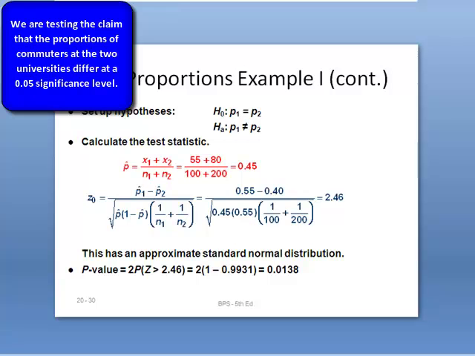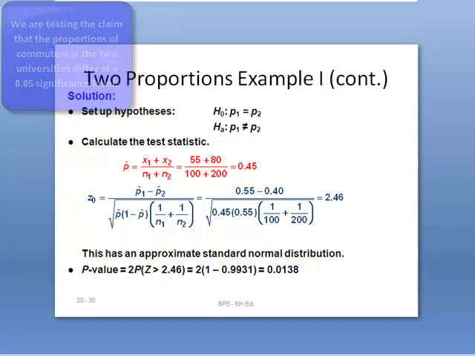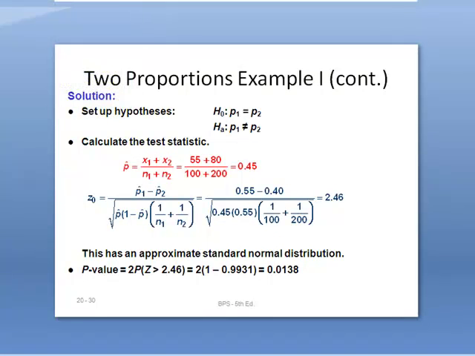So, in order to calculate, our next step would be to say what our alpha is. It's 0.05. And now we can try to calculate the test statistic. Well, first, since we're assuming that P1 equals P2, we have to find our pooled statistic. So we say 55 plus 80, that's the number of commuters in sample 1 plus the number of commuters in sample 2, divided by the sample sizes, N1 and N2, which is 100 plus 200. So we get our pooled statistic as 0.45.